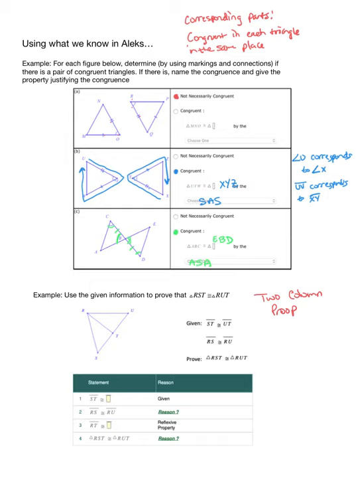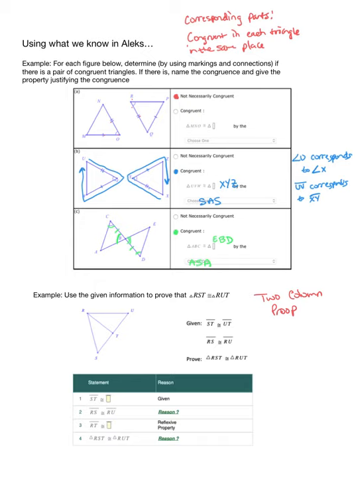Now your proofs always start with something. They start with what's called the given information. Remember I told you at the beginning of geometry, you cannot assume anything we tell you. It may look congruent, but we have to tell you. The given information is that ST is congruent to UT.